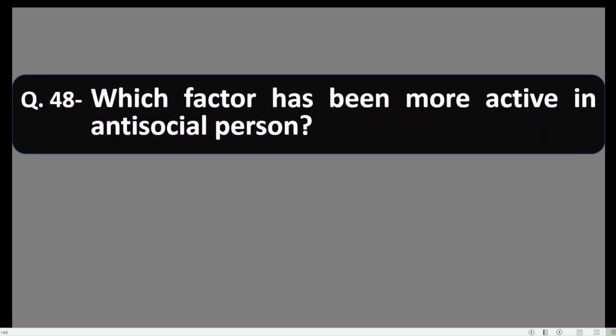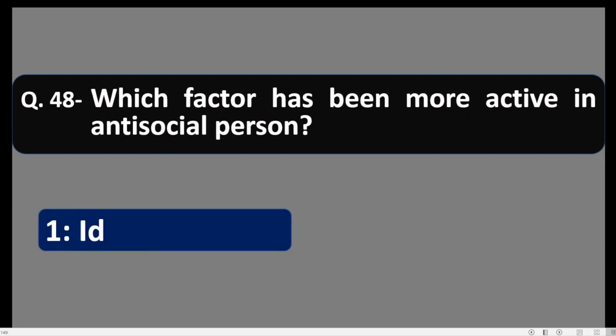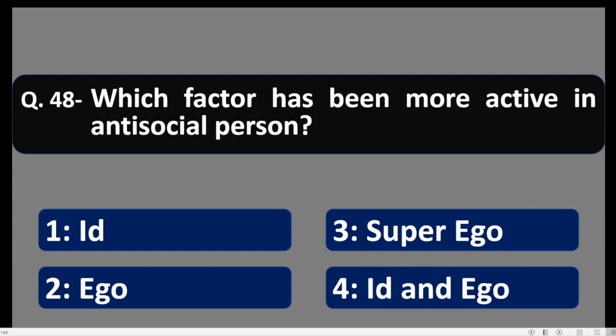Question number 48. Which factor has been more active in an antisocial person? Let us see the options: id, ego, superego, id and ego. Friends, these concepts were given by Sigmund Freud, and he has said that id is such a factor that makes a person do anything for fulfilling the wish, and it is found in antisocial persons that they do anything to fulfill their wishes. So the factor that is more active in an antisocial person is id.